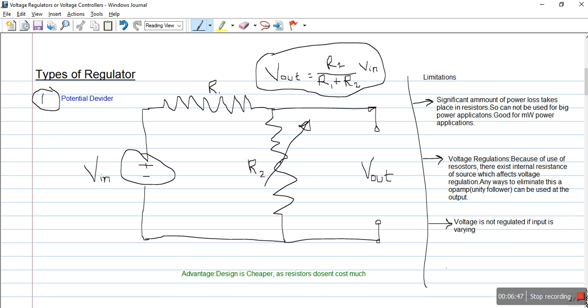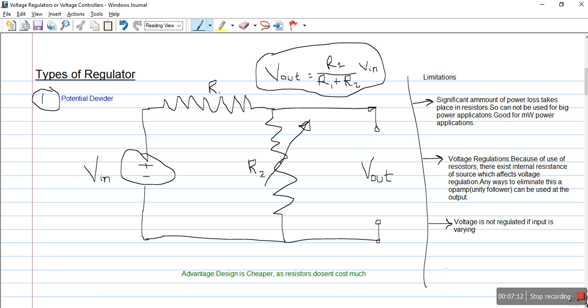This potential divider circuit can be good to use as a voltage controller if the power loss in the circuit is acceptable. If I have an input voltage signal that is quite low, so that the power loss is also negligible, in that case the design may be acceptable. This is good even for milliwatt power applications or few watt power applications. Another thing is voltage regulation.